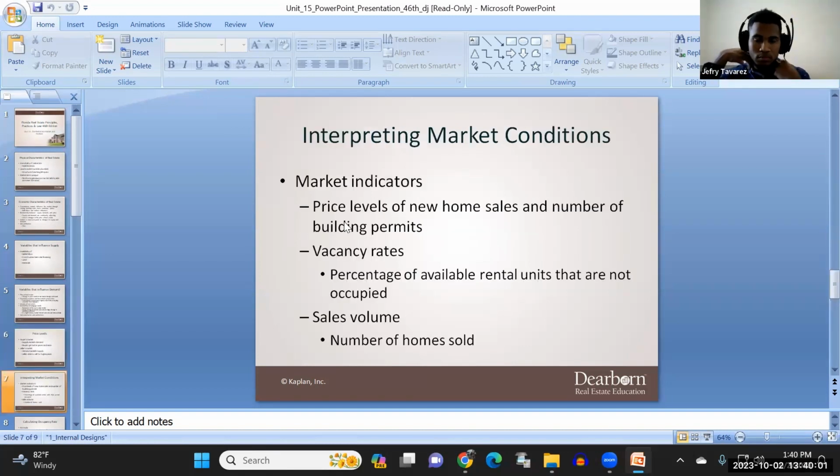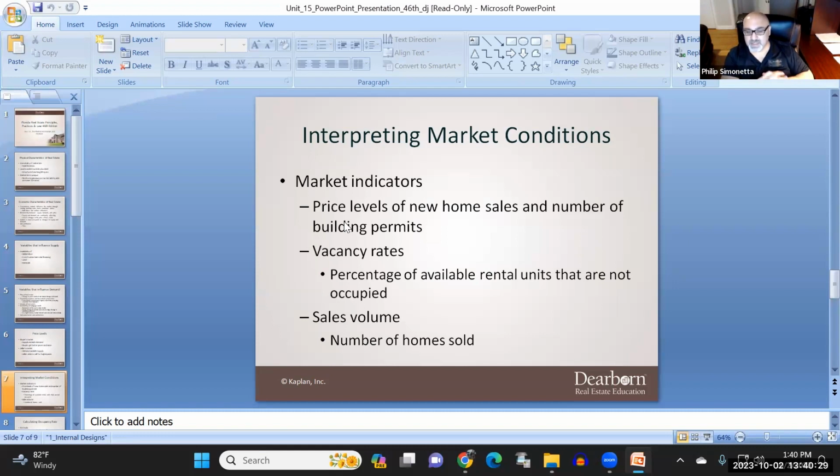Okay. Now, how do you interpret market conditions? There are market indicators, such as price levels of new home sales and the number of building permits pulled. If home sales are coming down and building permits are down, that means fewer homes are being built right now. When building permits are going up and home sales are going up, there's more. So you can look at that and predict the future.